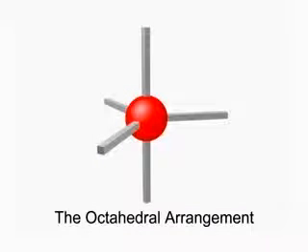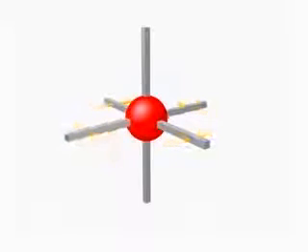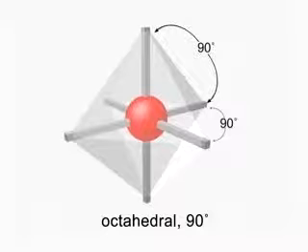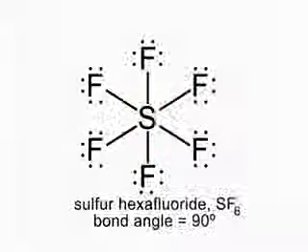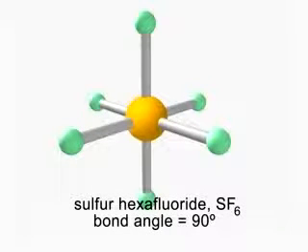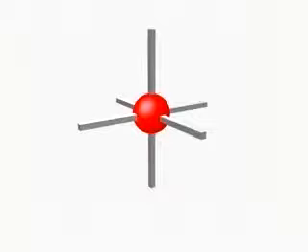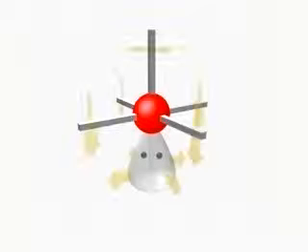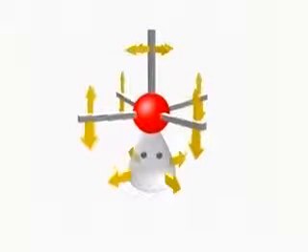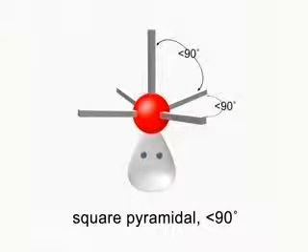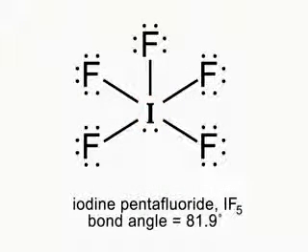The final common arrangement has six electron groups attached to the central atom. Repulsions are minimized when the groups point to the corners of an octahedron, and thus lie 90 degrees apart. Sulfur hexafluoride has an octahedral shape. Unlike the trigonal bipyramid, all positions are equivalent in an octahedron. So one lone pair can take any position to give the square pyramidal shape, with all bond angles less than 90 degrees. Iodine pentafluoride has this shape.